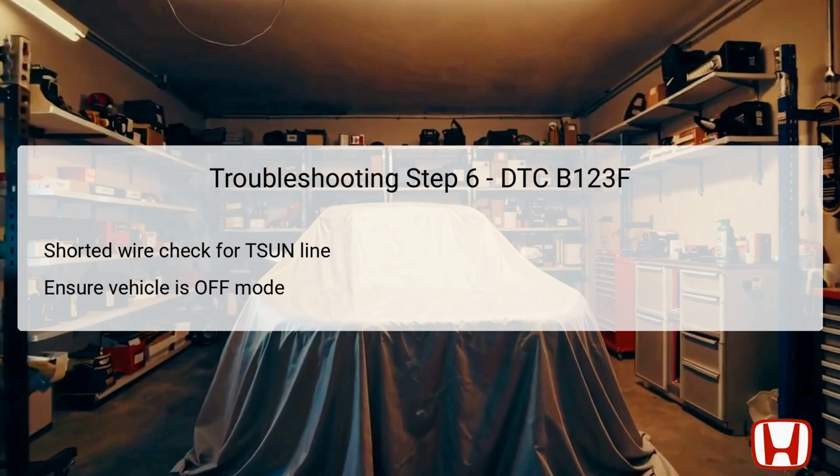The goal here is to check for any continuity revealing a potential short to ground within the T-Sun wire. If continuity is present, it suggests the wire is shorted and will need repair. If not, this indicates the T-Sun wire is intact, and you should then proceed to the next troubleshooting step.